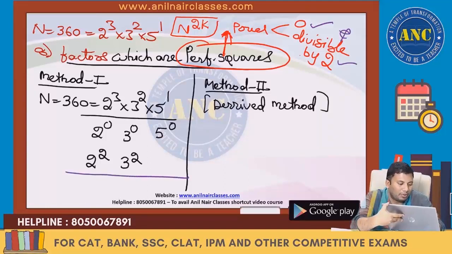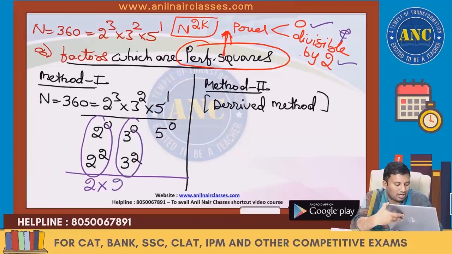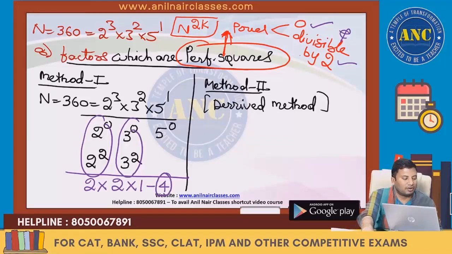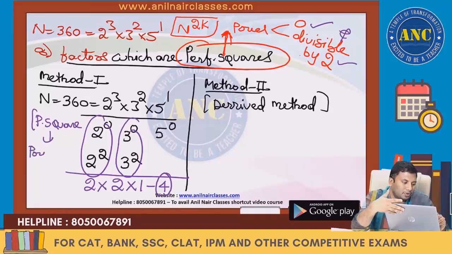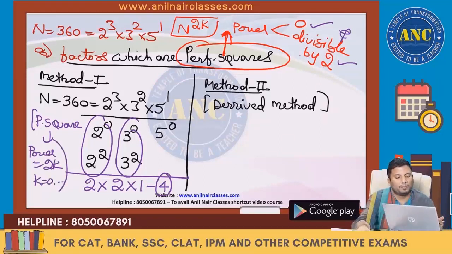So, totally how many cases are there here? Here there are 2 cases, here 2 cases, here 1 case. 2 into 2 into 1. The answer for this question is 4. A perfect square means the power should be of the form 2k, where k can start from 0 onwards. 1 is a perfect square. 2 power 0, 2 power 2. Why are we not taking 2 power 1? 2 is not a perfect square.